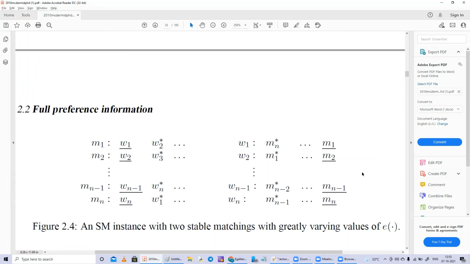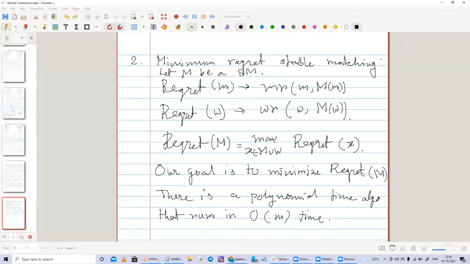So here also you can see that the start matching is also the minimum regret matching. So it may not be true that the egalitarian stable matching is always equal to the minimum regret matching. It may not be true, but here we can see that they are the same. Okay. So these two matching problems are like finding a matching that benefits both men and women. Okay. So we are going to see the third one.